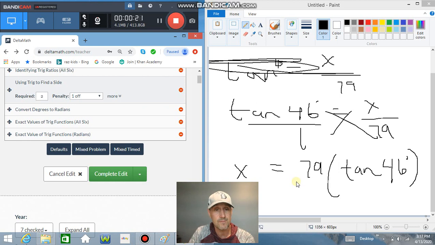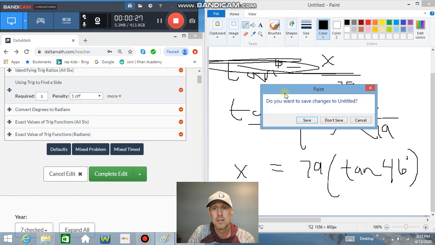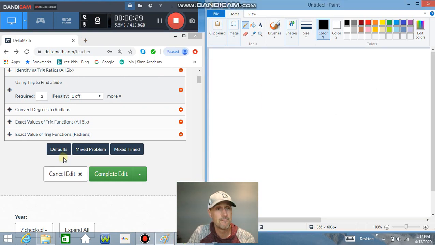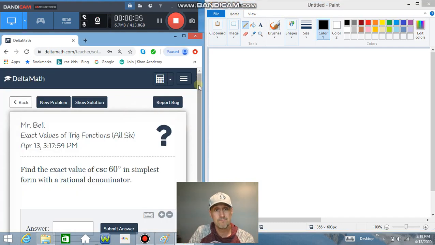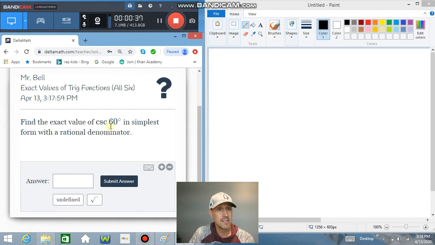All right, so anyways, let's just get through this quick here. I want to do a couple more of these and be done. Don't save. So exact values of trig functions. Find the exact value of cosecant of 60 degrees.